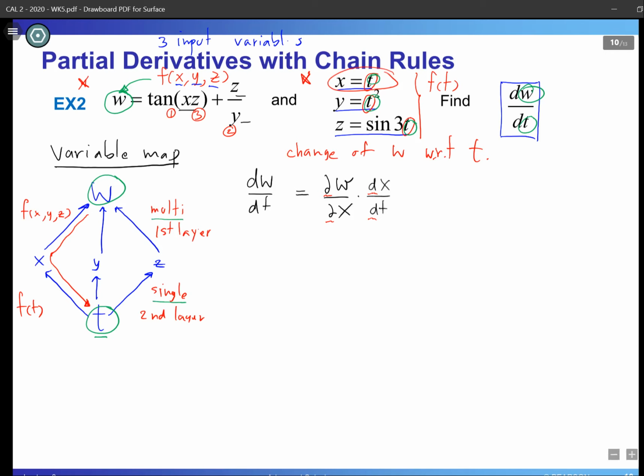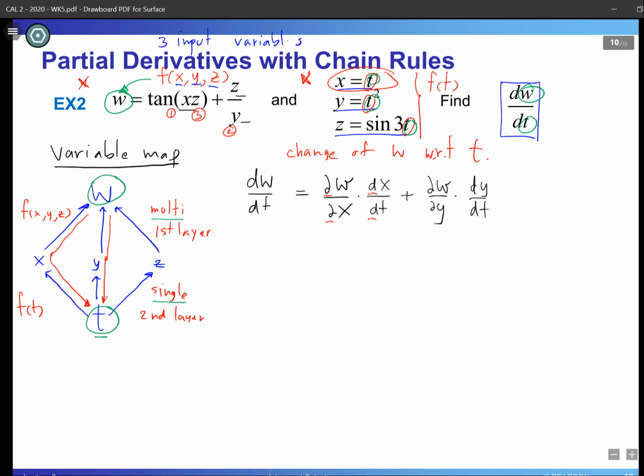Now let's take a look at the next term. We have covered the first path, then we have to do the second as well. So I am going to find the change of W with respect to Y first, partial diff again with respect to Y, and then continue on this path to T. Change of Y with respect to T. Alright, and that is the second path.